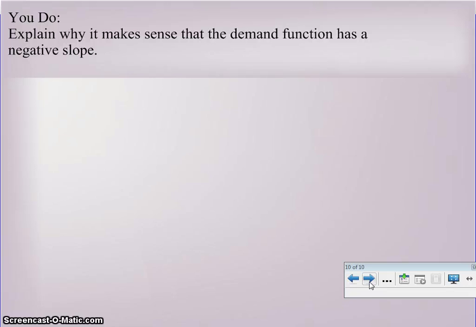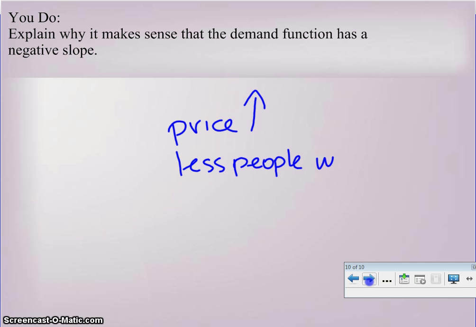Okay, it says, explain why it makes sense that the demand function has a negative slope. So what that means basically is that as the price increases, less people are willing to pay for it. And when you think about it, that makes a lot of sense.